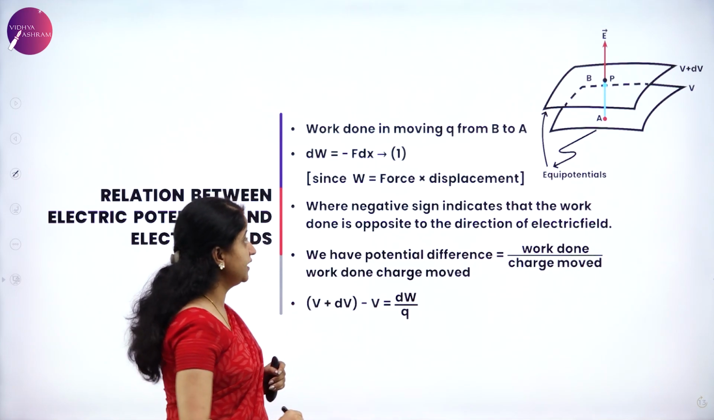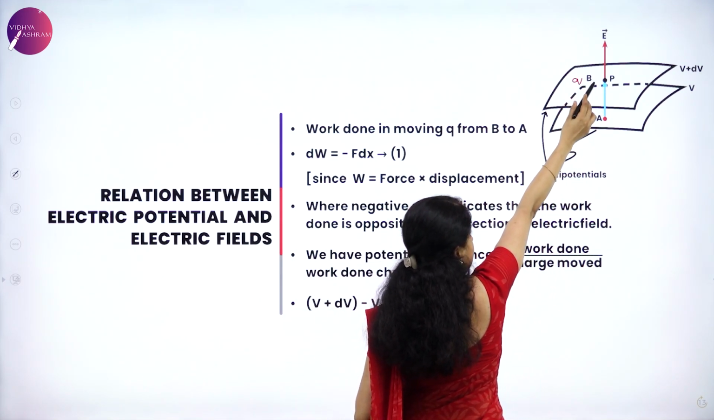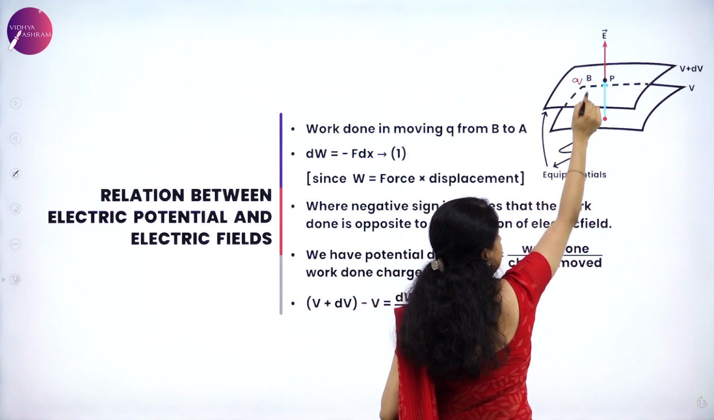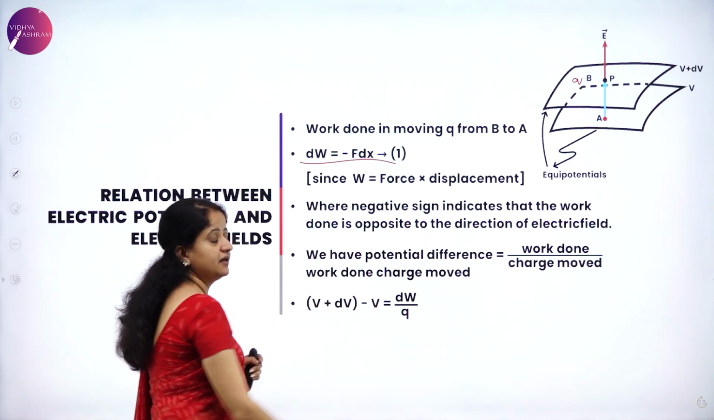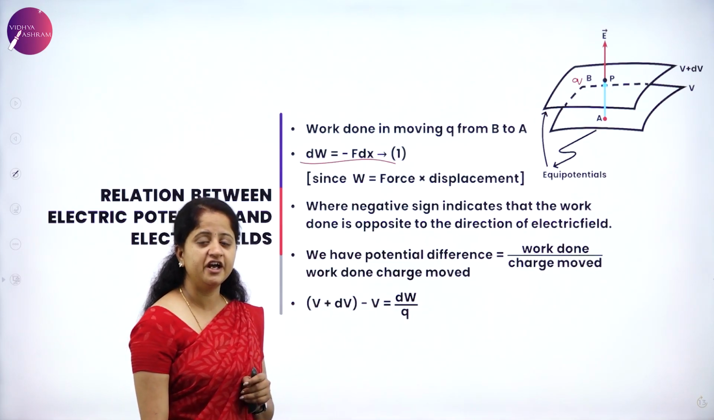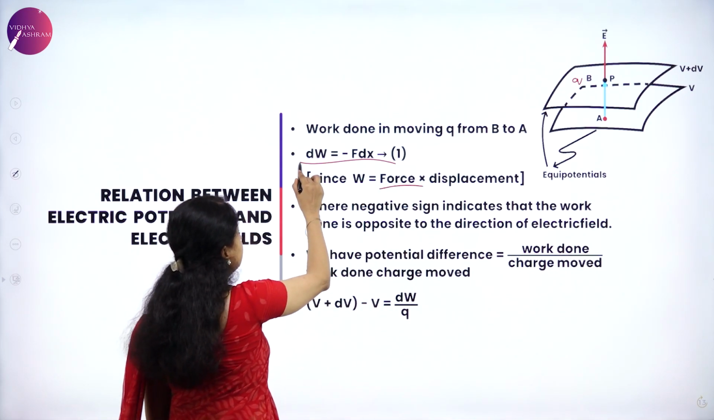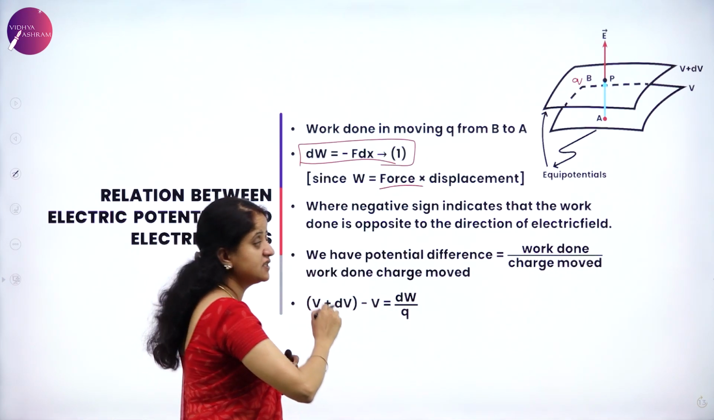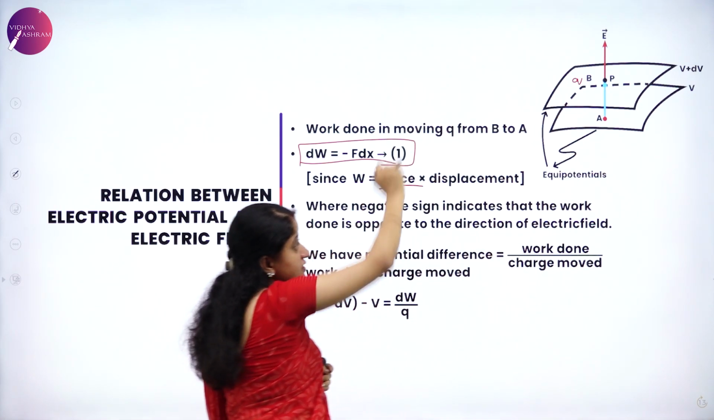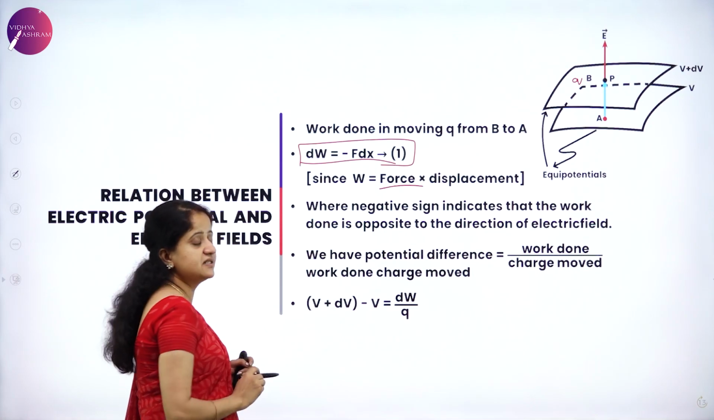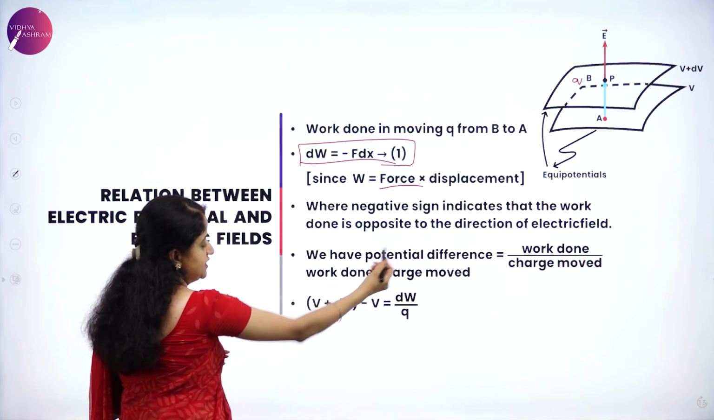So now what is the work done in moving a charge Q from B to A? There is a charge Q at B. What is the work done in bringing the charge from B to A? Work done can be calculated by the formula dW is equal to minus F into dx, where F is the force and dx is the displacement. I have represented this with a negative sign because I am bringing a charge from B to A and the direction is just opposite to the direction of the electric field.